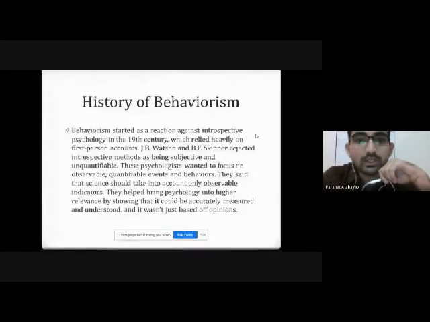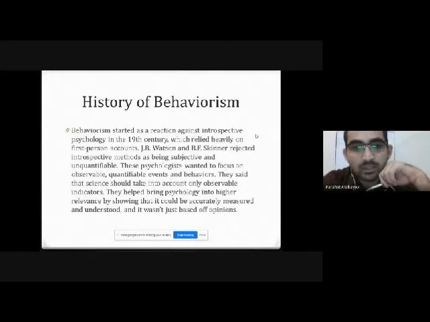The history of behaviorism. Behaviorism started as a reaction against the introspective psychology of the 19th century. They relied heavily on first-person accounts. J. B. Watson and B. F. Skinner rejected introspective methods as being subjective and unquantifiable.